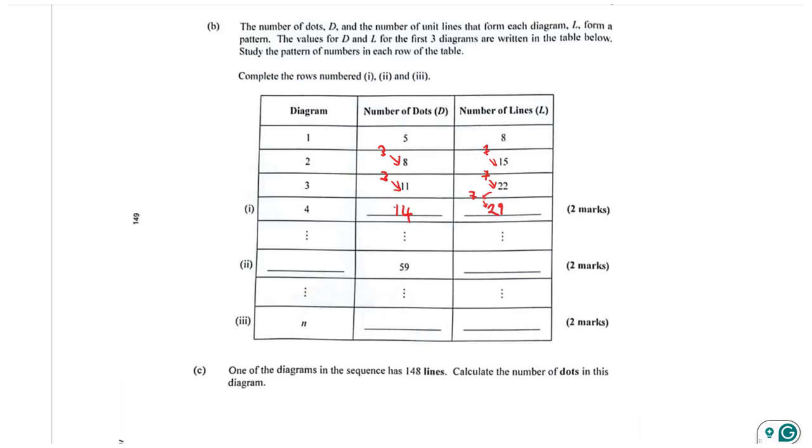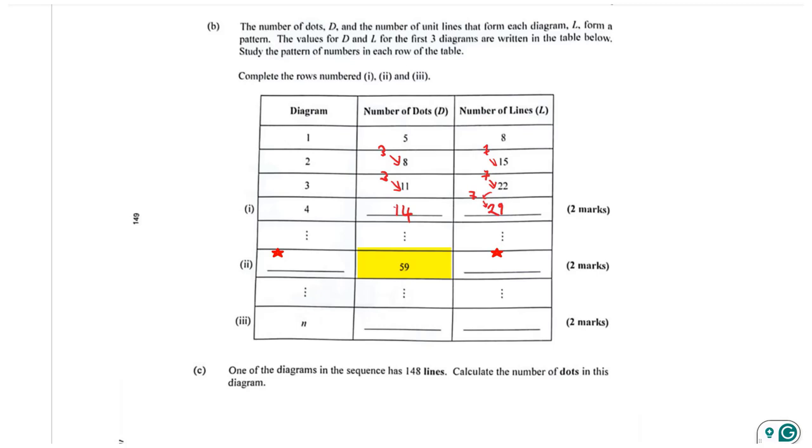Now, part 2, here we have to do a little bit of thinking. They give us the number of dots. We need to find a diagram number, and we need to find the number of lines. Under exam conditions, it doesn't make sense to keep on adding 3 until we reach 59 to see what the diagram number is. We need to figure out a way to do this to save us time.